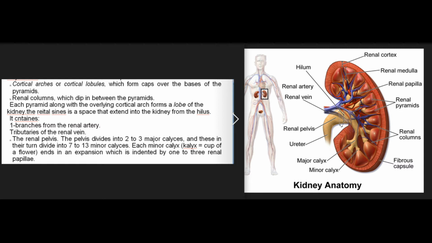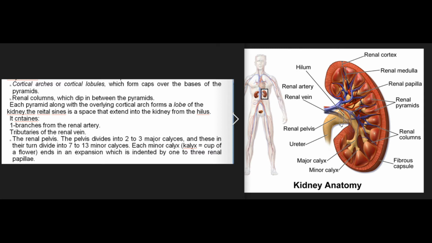The renal sinus is a space that extends into the kidney from the hilus. It contains, 1. Branches from the renal artery. 2. Tributaries of the renal vein. 3. The renal pelvis. The pelvis divides into 2 to 3 major calyces, and these in their turn divide into 7 to 13 minor calyces.